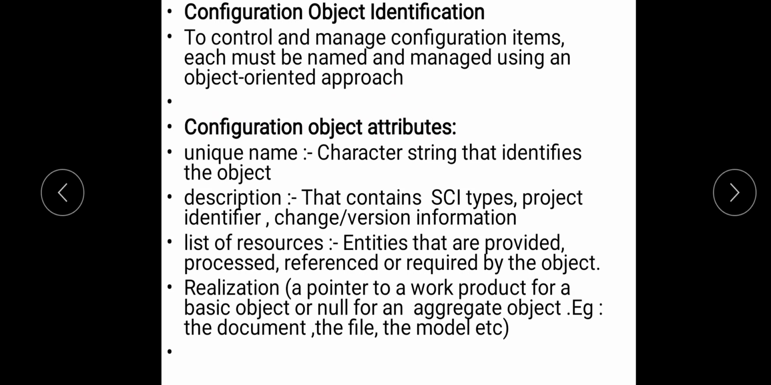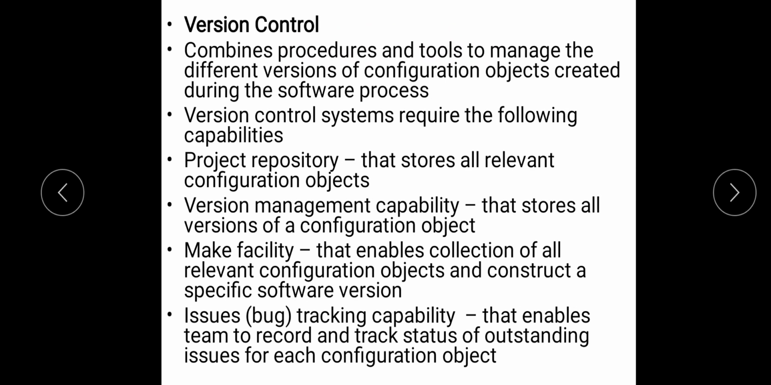So what are the attributes? A unique name should be there, a description should be there, then resources, that is the entities that are provided or referenced, so whatever it is referring to, all those items. Then realizations, that is a pointer to a work product for a basic object, that is what it can be realized with. All those details are the attributes which help in the identification task.